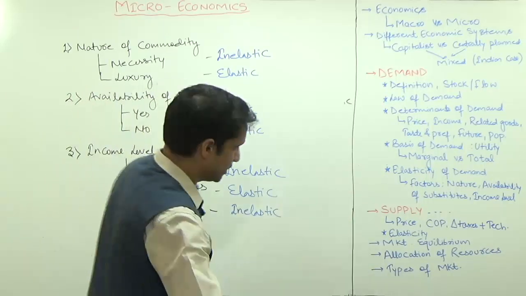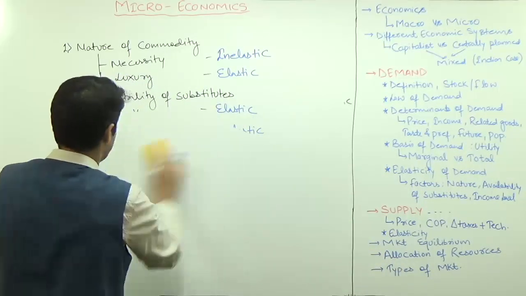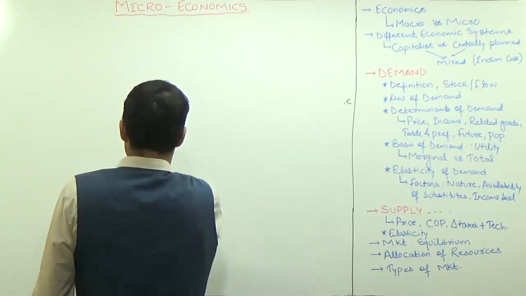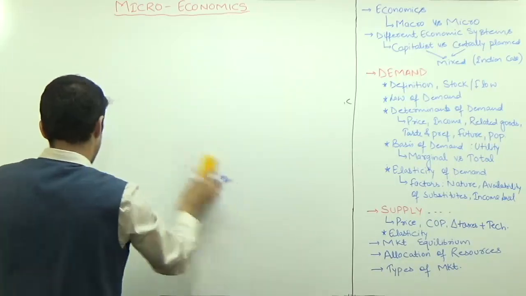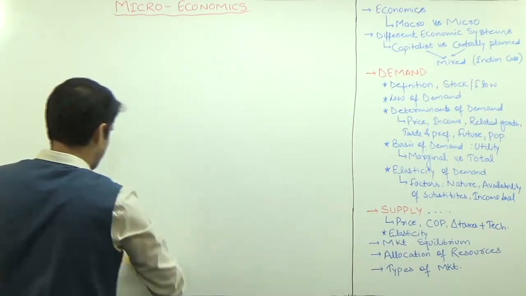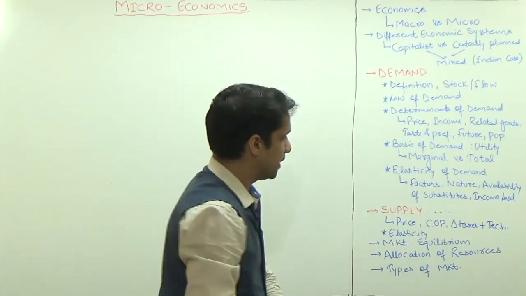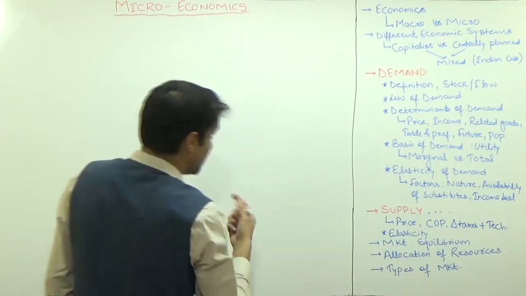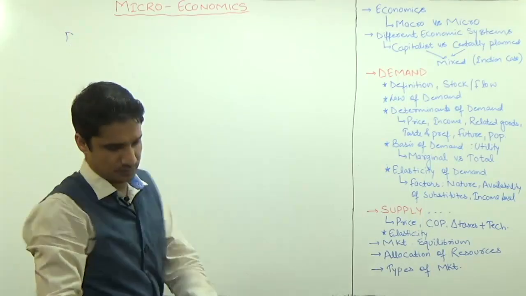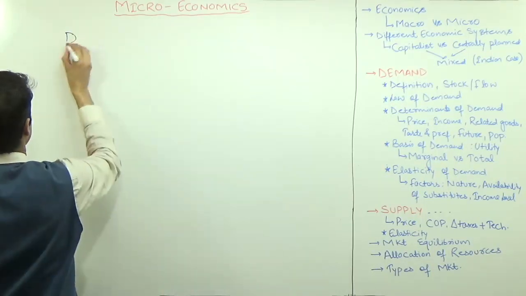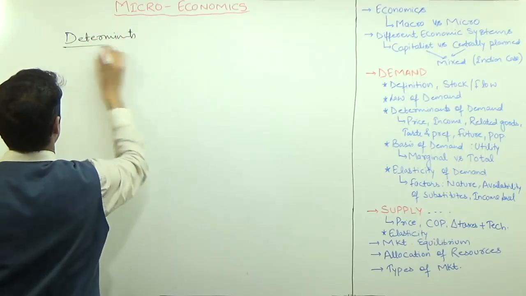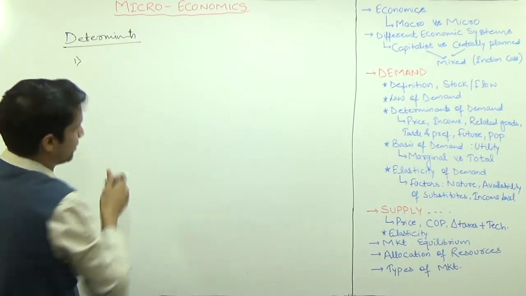Then we have the supply. Just like we have demand, similarly there is a concept known as supply. In case of supply, what is the definition of supply? Other things being constant, the amount of commodity which is being supplied by a firm is known as supply. Then the determinants of supply. The first determinant is price.